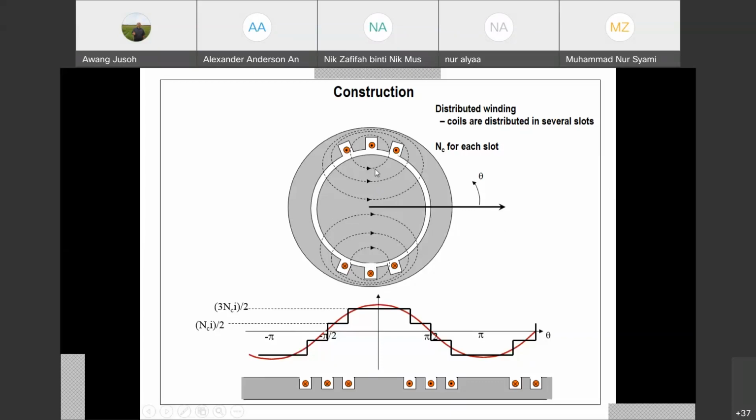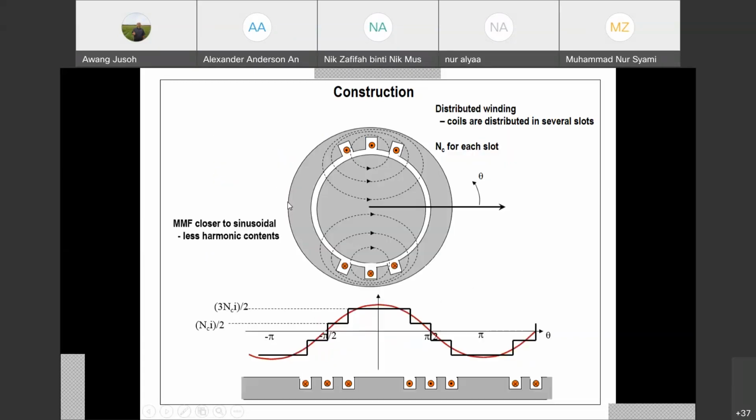So you can see that the difference between A and B is shifted by 120 degrees, and B and C also shifted by 120 degrees. That's meaning by the distributed flux. So we need this kind of construction in the machine so that we can have this. Okay, MMF A for phase A is much closer to the sinusoidal, where it has less harmonic content.